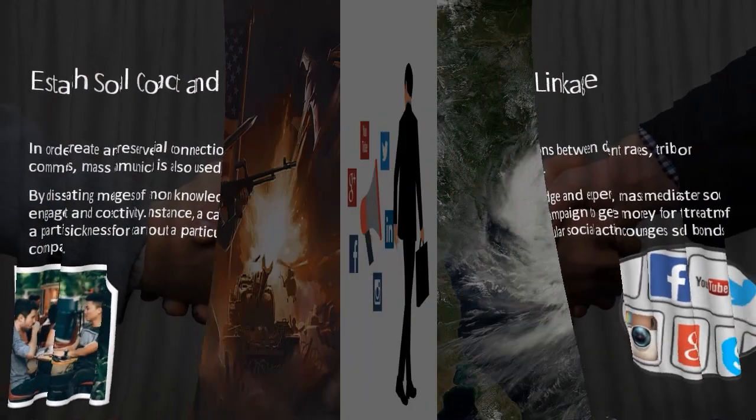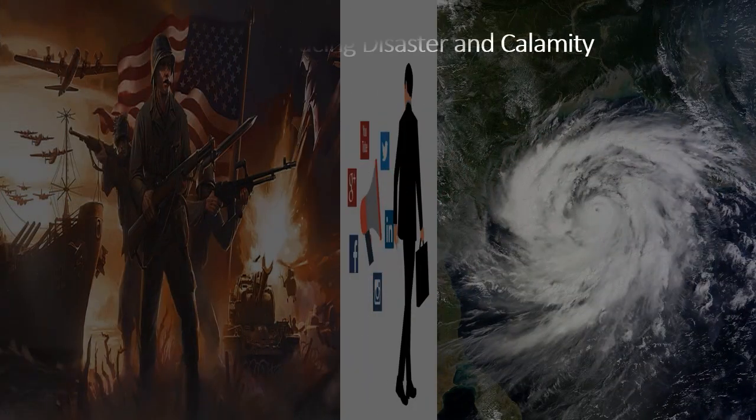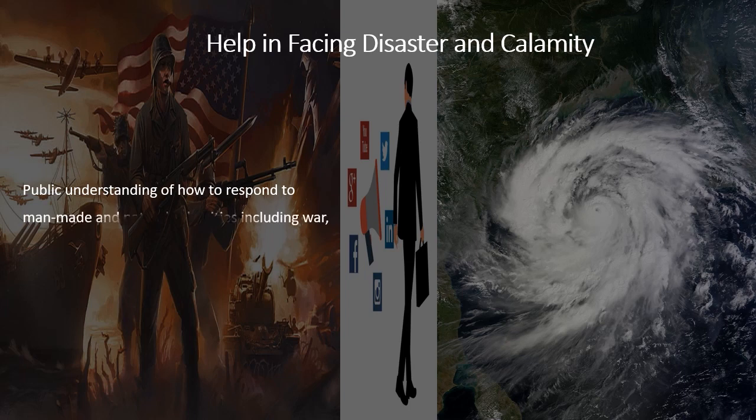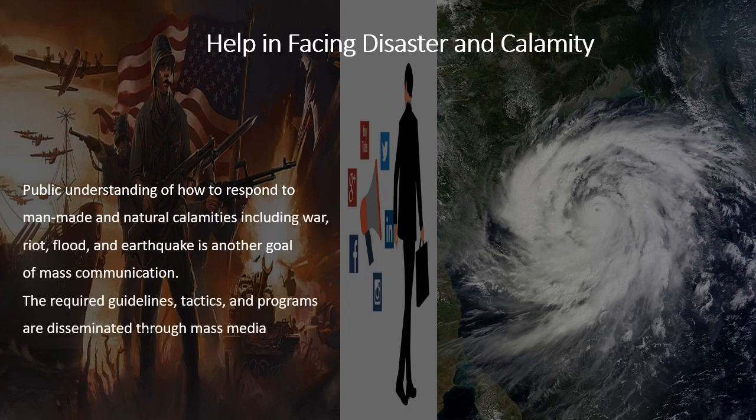Quickly moving on to the next part, where we will be discussing disaster and calamity related news. Mass communication, as we know, also spreads information regarding disasters and calamities. Public response and public understanding, these messages must be disseminated by none other than mass communication. A disaster may be man-made, a disaster may be natural. In both situations, mass communication plays a vital role.